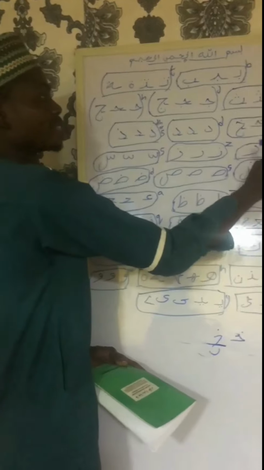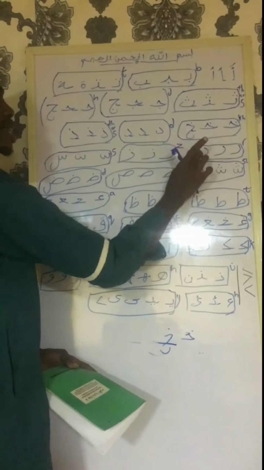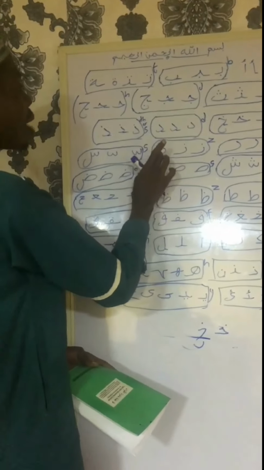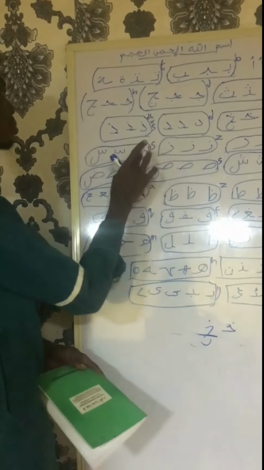So this is Ra. In the beginning, this is this, in the middle, this is this, in the end, this is this, it doesn't change at all. Zain also, in the beginning, this is this, in the middle, this is this, and at the end, this is this. So let's go to letter Sin.